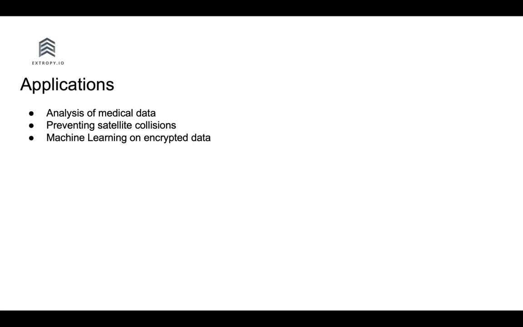People also have used it for preventing satellite collisions, because nations obviously don't want their satellites to collide with other nations' satellites, but maybe they don't want to give away the positions of all their satellites. So you can use this to pull together data. You can encrypt the location of your satellite and then check whether there's going to be collisions without giving away the details of your satellite's location. And also just general machine learning on encrypted data. So a very useful general technique.